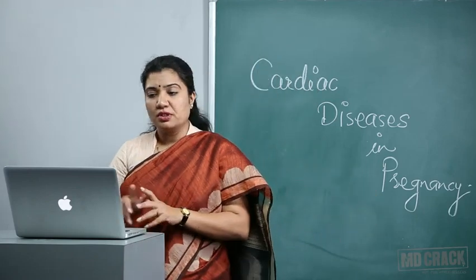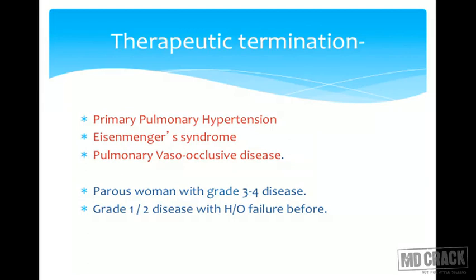What are the indications? Pregnancy can be terminated therapeutically in patients with primary pulmonary hypertension, Eisenmenger syndrome, and pulmonary vaso-occlusive disease. Counsel the patient, tell her the risk, and if she wants, go ahead with termination because it is a high-risk pregnancy. A woman who has children, if she is having NYHA grade 3 or 4 disease, please discourage her from going ahead with the pregnancy. Tell her about the mortality and terminate the pregnancy if she agrees to.